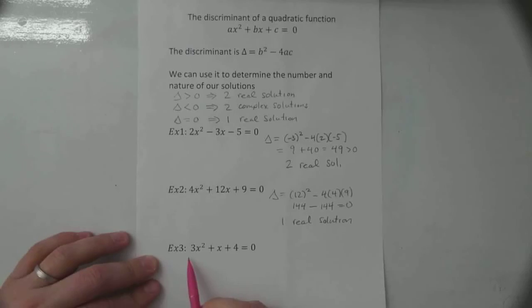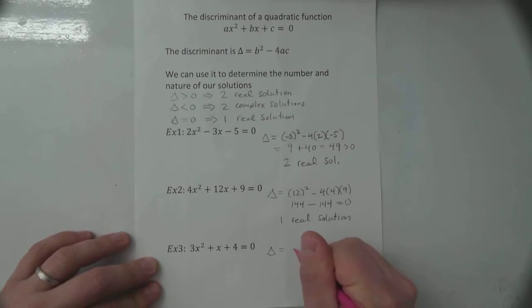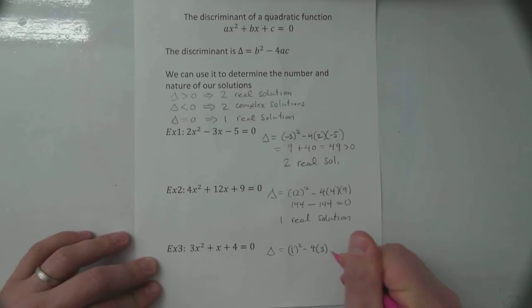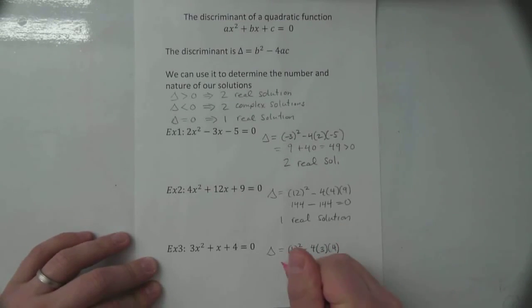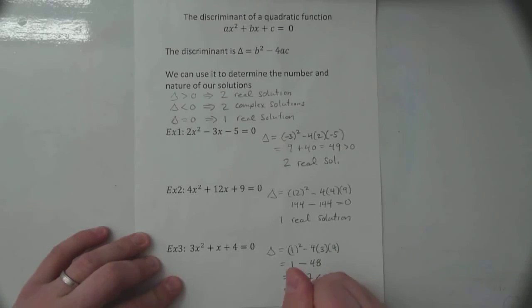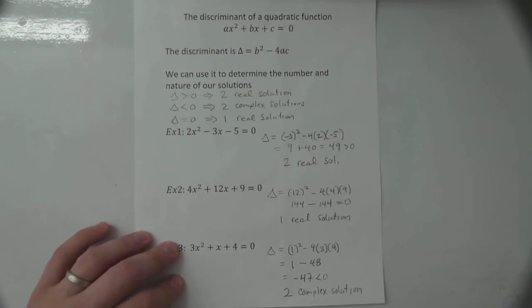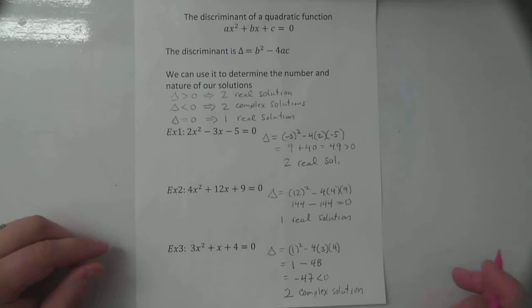Last case, 3x squared plus x plus 4 equals 0. So our delta will equal 1 squared minus 4 times 3 times 4. This is equal to 1 minus 48, which is negative 47. Negative 47 is less than 0, and so we get 2 complex solutions. And that's our video on the discriminant.